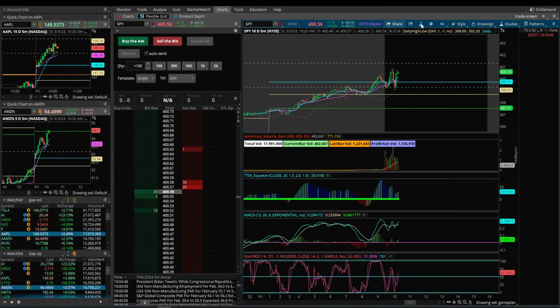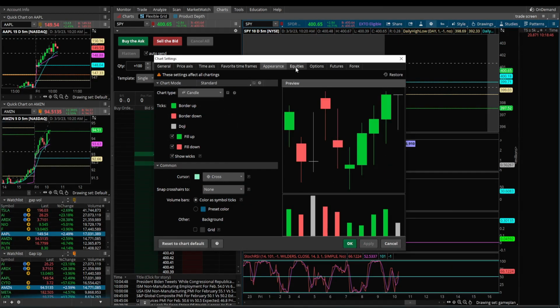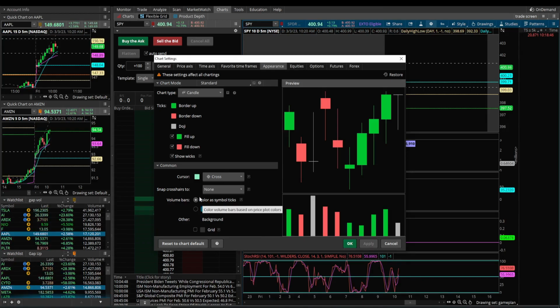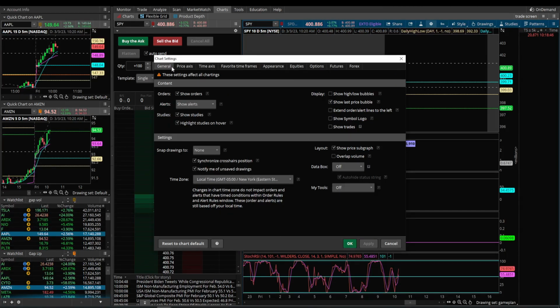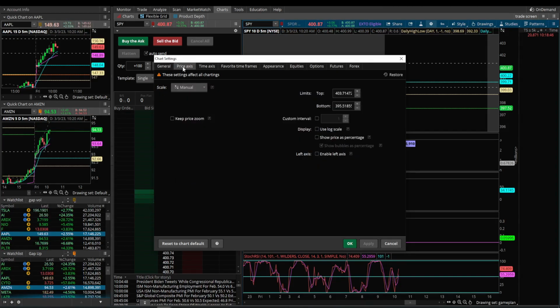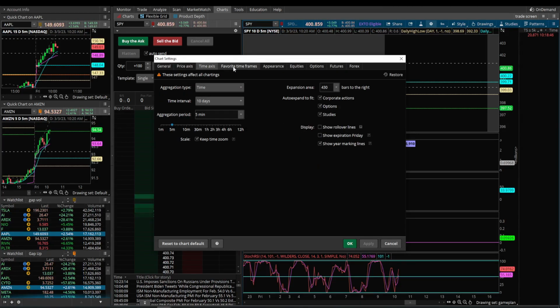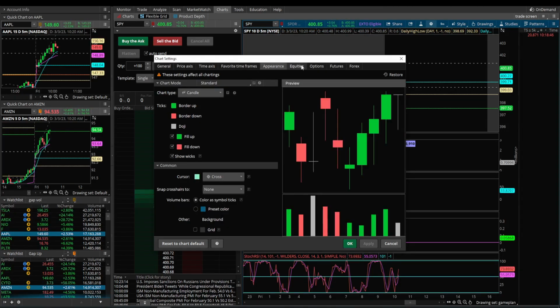I could go over some appearance things real quick. So I just have the fill up, fill down. I have the grid taken off. I have the background as just black. Volume bars, this isn't really applicable because I have the advanced volume bars on there. We'll just run through some general settings. Not really too much I wanted to note on these, but I figured I would just go through these.